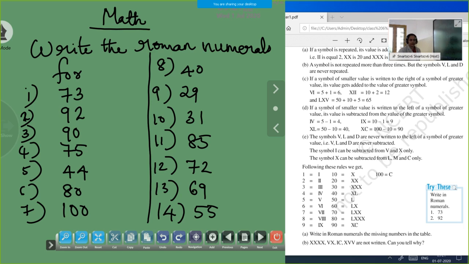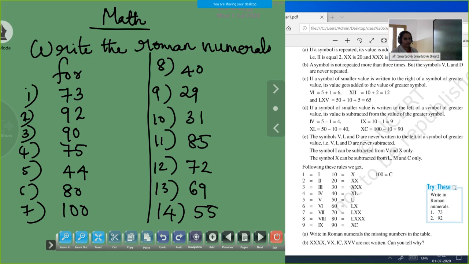You have to make 2 columns and do it, okay? First write the Hindu Arabic number, then make the Roman numeral. First 14 numbers teacher wrote, the last one teacher wrote is 55. Okay, teacher is changing the page. First, write all the questions. Teacher is reading the questions one more time: 73, 92, 90, 75, 44, 80, 100, 40, 29, 31, 85, 72, 69, then 55.